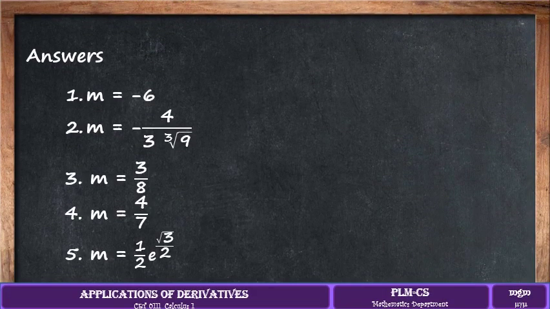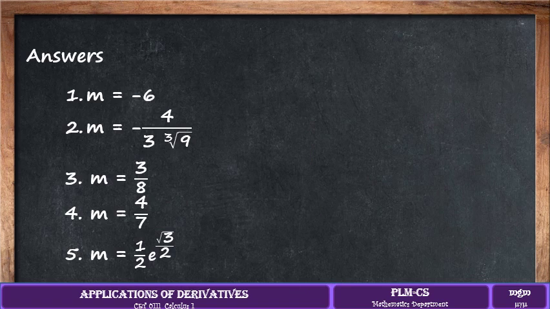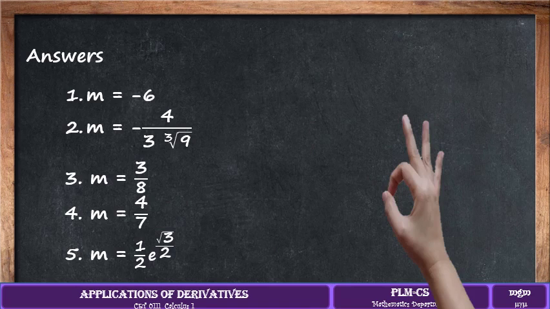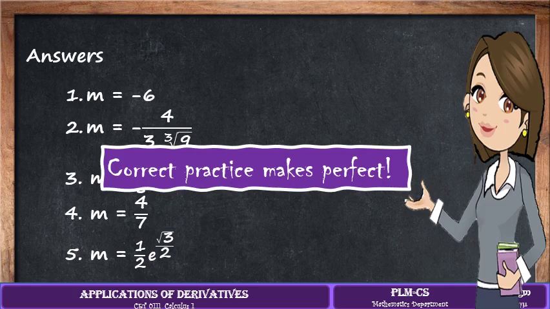Here are the answers to the given problems. You may now check your work. Did you get a perfect score? Good job! Give yourself a tap on your shoulder for a job well done. Did you miss a number or two? That's just fine. Try reviewing your solution or try solving the problems again until you get the correct answers. You'll get it next time. Remember, correct practice makes perfect.